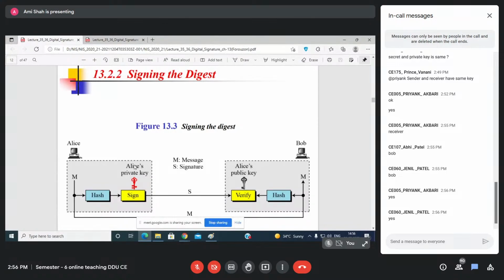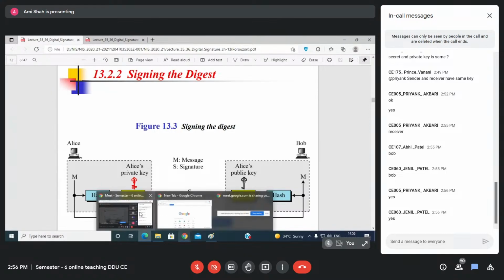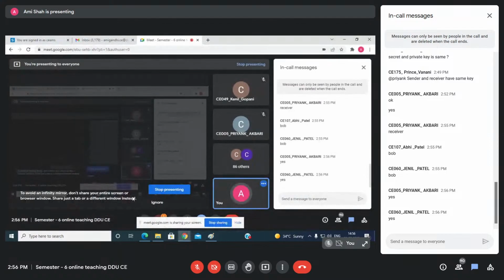See, normally here, I have explained to you the hash function. Now, please write down in the chat window, what is the use of hash function? Why do we need a hash function? Please write down in the chat window, what is the use of hash function?